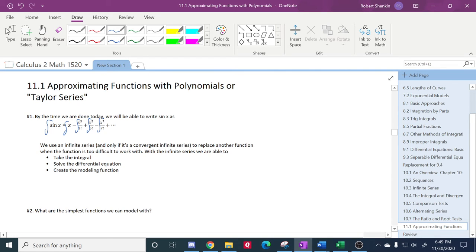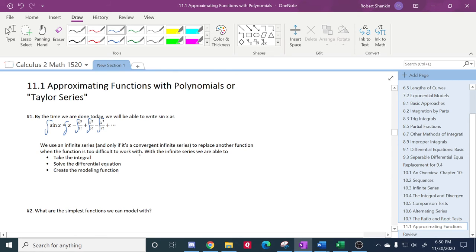And sometimes messy functions come up in differential equations. You can't solve the differential equations. You replace it with its infinite series, and then you can work with it and solve the differential equation. Sometimes you only have data to work with, a whole bunch of data points, and you don't know what the function is that went through it.